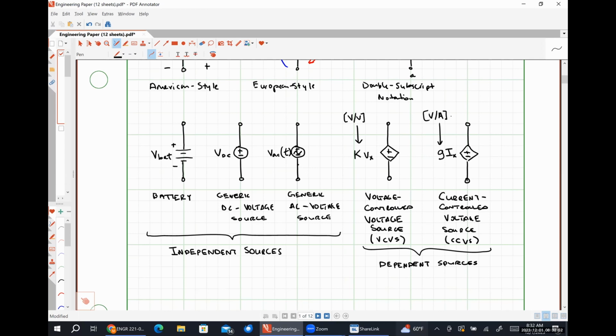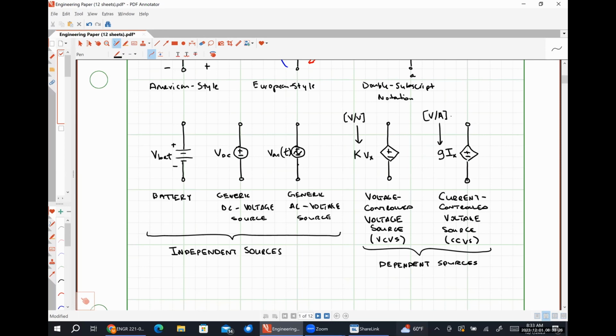So if you are ever faced with a problem containing a dependent voltage source, by the way, dependent sources are always going to look like diamonds in this class. And we'll know that it's a dependent voltage source because there's a plus and minus sign in there telling us we have a voltage source. So if we're ever faced with a dependent voltage source, we can determine what type we have by looking at what type of controlling variable we have. If it's a voltage, we have a voltage controlled voltage source. If it's a current, we have a current controlled voltage source.